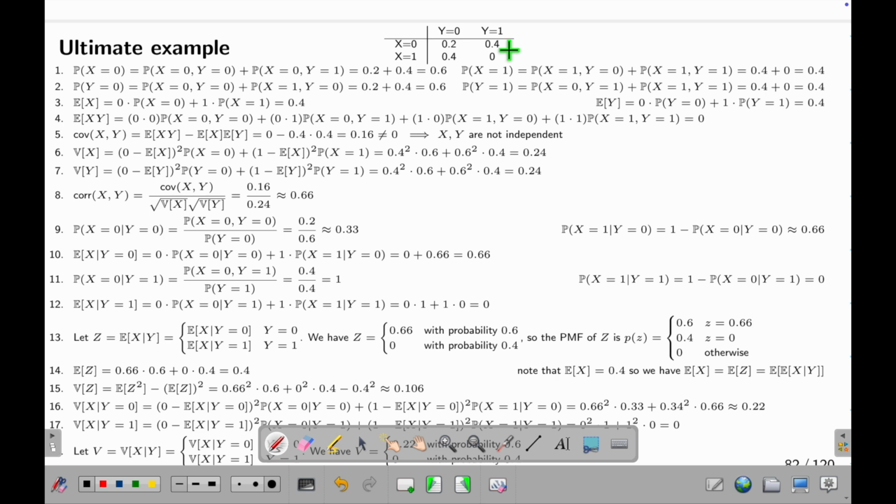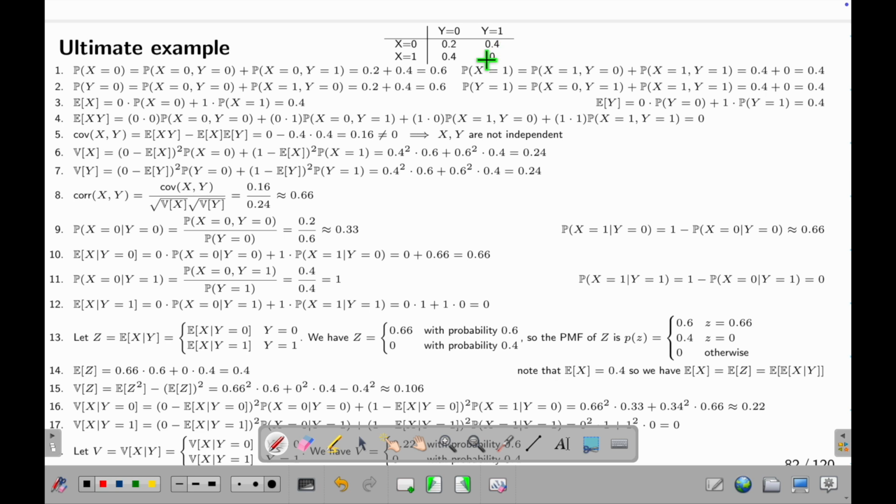What about the chance of seeing x is 1? That means I don't care about y, so I will sum these two numbers. That means also 0.4. If the chance of seeing y is 1 is 0.4, what's the chance of seeing other cases? 1 minus 0.4, that means 0.6. Correct, because these two numbers added together is 0.6, which corresponds to y not equal to 1, right? Same, if the chance of seeing x is 1 is 0.4, I don't care about y. What's the chance otherwise? 0.6, which is these two numbers added together, right?